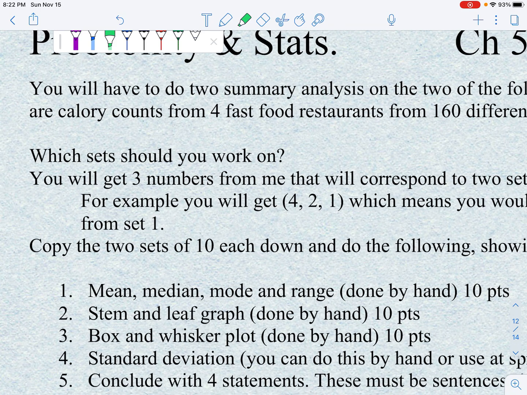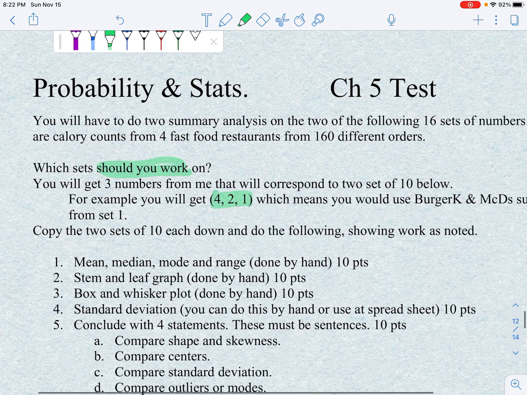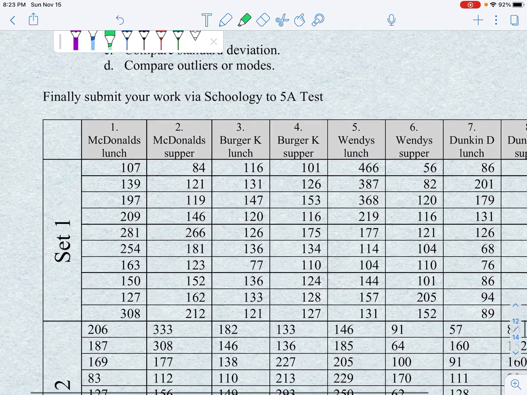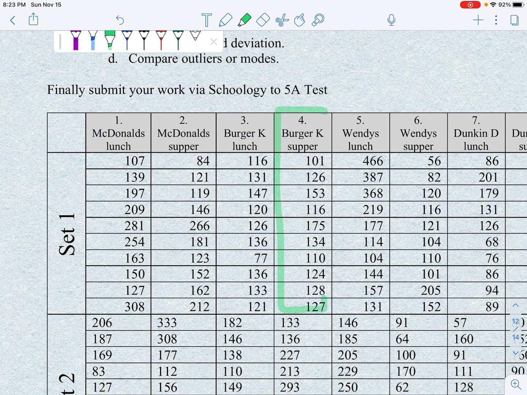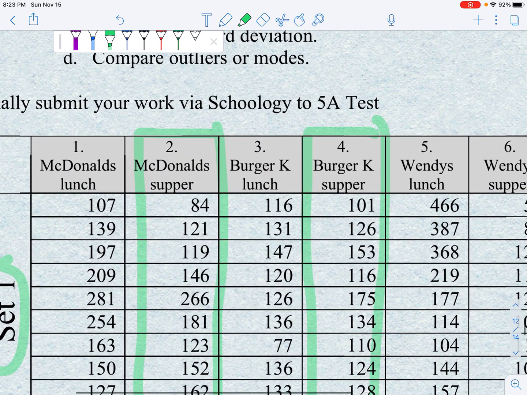Now, how do you know which sets to work on? Well, I'm going to be sending to you, each of you will get a list of 3 numbers. And that's going to tell you in the data set how to know which to look for. All right, in this case, if you got 4, 2, and 1, that means you would look at, and let's come down here, you would look at 4, 2 from set 1. If it was 4, 2, 2, you would look at these sets down here. And if this was your set, you would be looking at the McDonald's and the Burger King's supper in the first set.